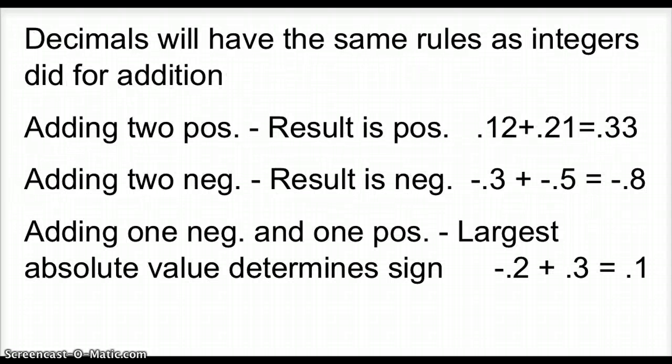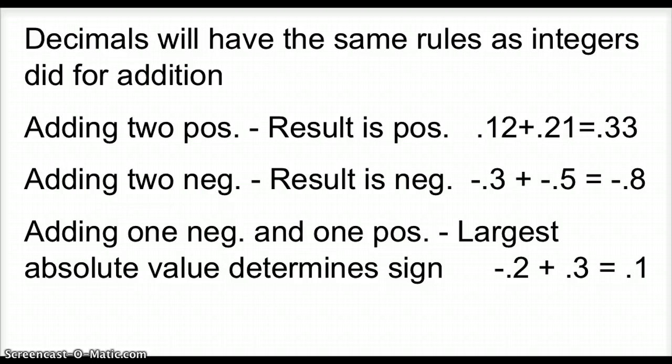First, decimals will have the same rules as integers did in terms of addition. So if we're adding two positive decimals, the result will be positive. If we're adding two negative decimals, the result will be negative. And if we're adding one negative and one positive decimal together, the largest absolute value will determine the sign.